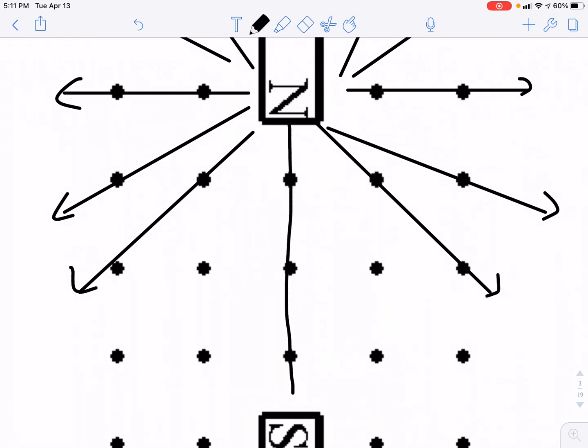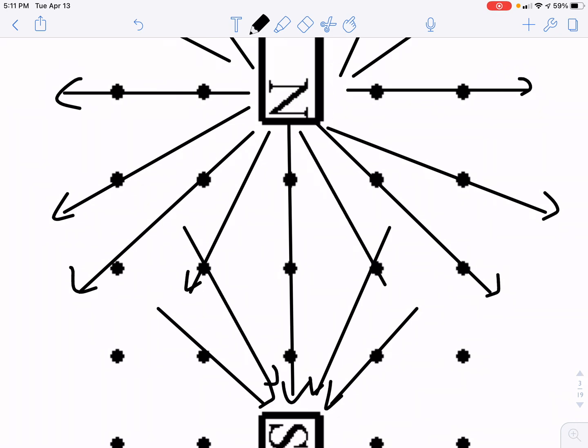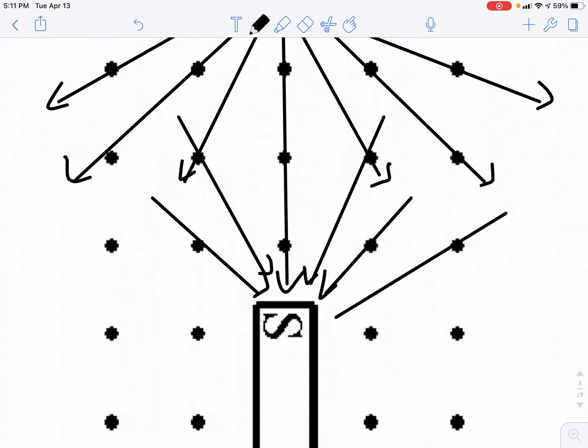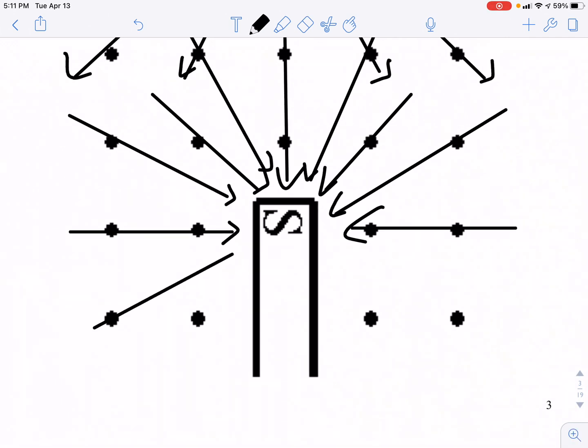And we're going to draw one straight magnetic field vector that connects. And you can see we're going into the South Pole, so out of the North Pole into the South Pole. Just like this.